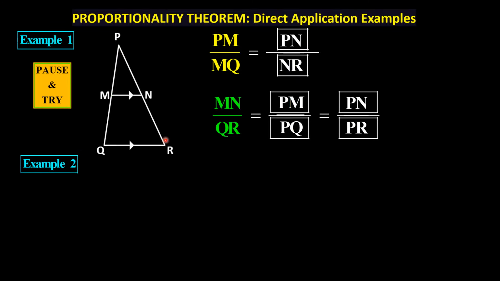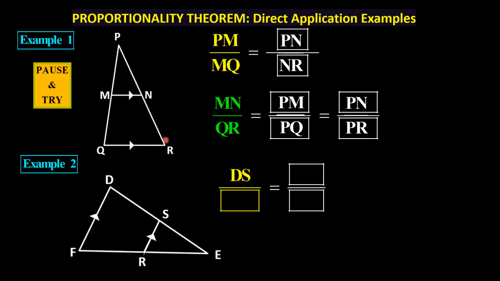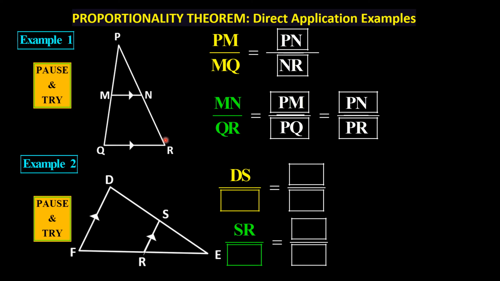Okay, let's take a second example. Complete that, and you are given a chance to try it on your own. Right, 1 minute, and then you come back. Let's look at the solution. There we have DS. We're starting here. DS over, that's right, you can take DS over SE. But if I take DS over SE, I must take it in the same order, FR over RE. SR, that's the parallel line.